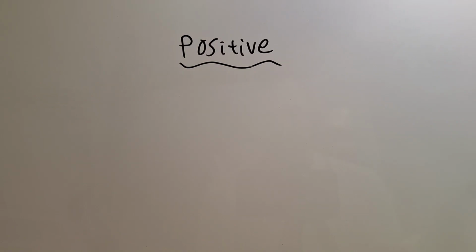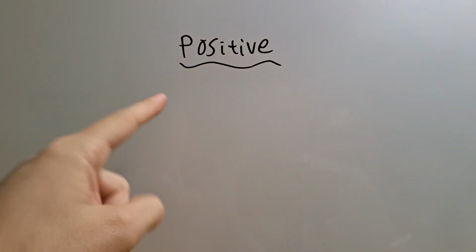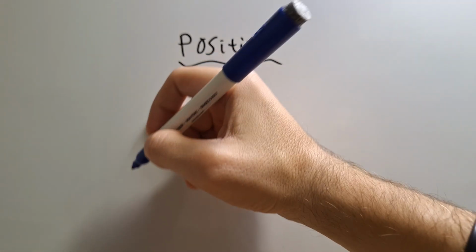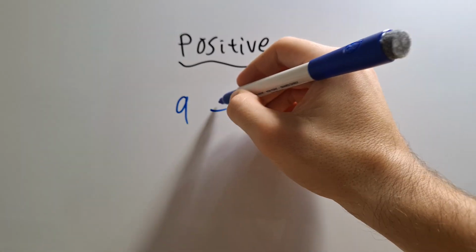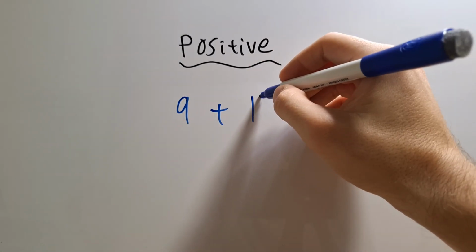Hello everyone, in this video I'm going to show you how to add numbers with the same sign. So we'll start with positive numbers. I can pick any numbers to add together. Let's add the numbers 9 and 17.